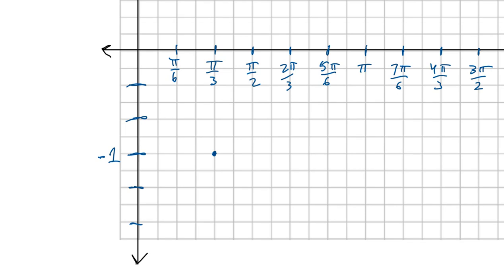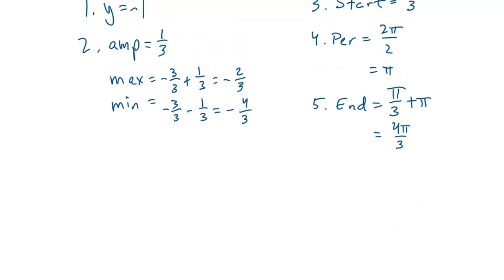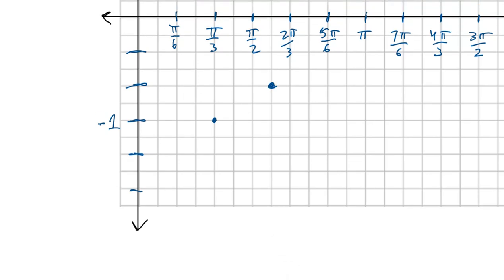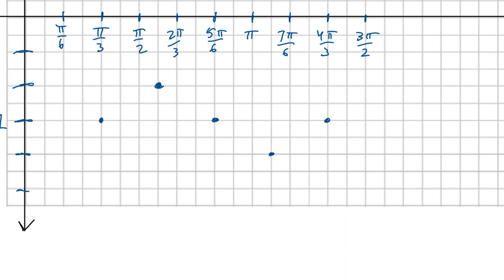We said 3 squares between critical points. And I'm going up to the max, which is -2/3, because we're not flipped. So 1, 2, 3, up to the max. That's -2/3. 1, 2, 3, back to the 0 line, to the minimum, which is 4/3. 1, 2, 3, back to the 0 line, 1, 2, 3. Our end was 4 pi by 3, so nailed it. Okay, and then go ahead and connect those.